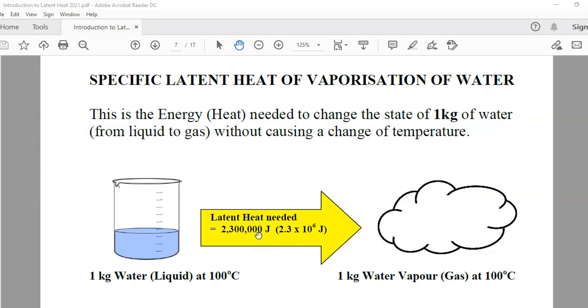You notice this is a much larger number than the specific latent heat of fusion of ice. It's about 9 times bigger. So the latent heat needed to go from 1 kilogram of liquid water at 100 to 1 kilogram of water vapor at 100 is this. So this is known as the specific latent heat of vaporization of water, and its definition is the heat needed to change the state of 1 kilogram from liquid to gas without causing a change of temperature.